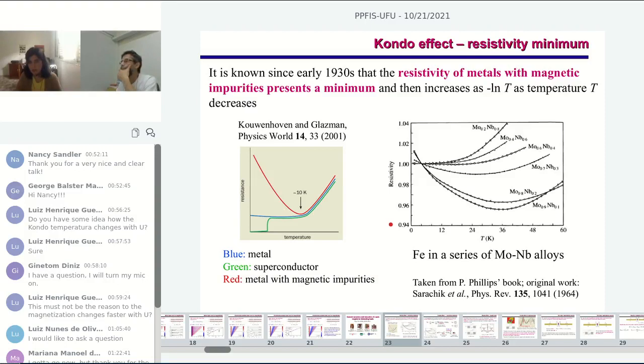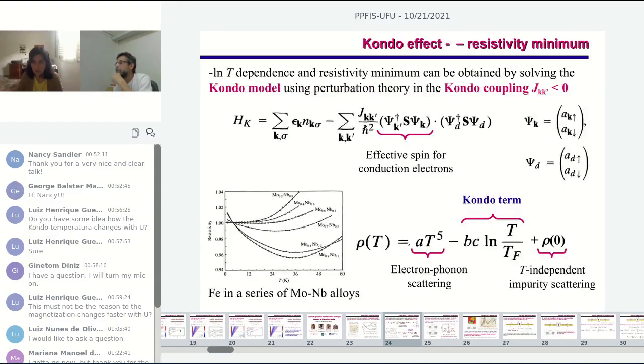This can be seen in these real results here, for a material: iron in molybdenum and niobium alloys. As the concentration of molybdenum increases, we clearly see the presence of a minimum in the resistivity. So Kondo was able to explain the presence of this minimum and also a behavior with temperature that goes with minus ln of T by using the Kondo model.